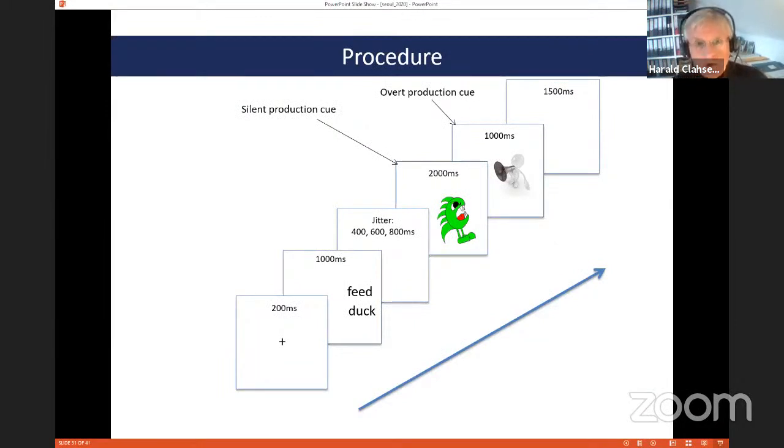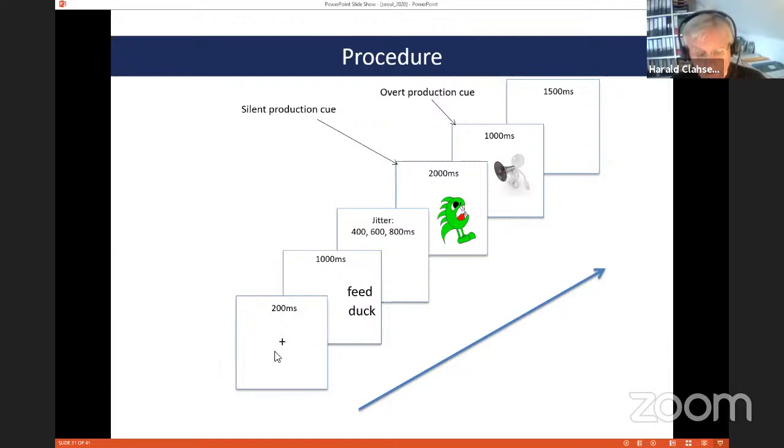Prior to the experiment, participants are trained to silently produce a compound from a visually presented verb phrase. So they are given a verb phrase like "to feed duck", and in practice trials they are told to form a compound like "duck feeder" out of this. Once they can reliably do this offline in the practice phase, they go into the ERP experiment.